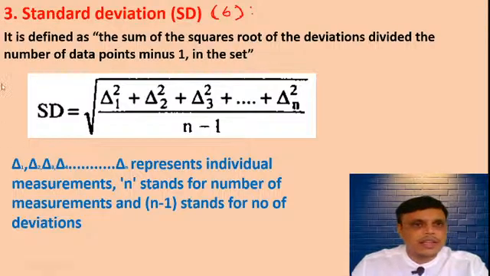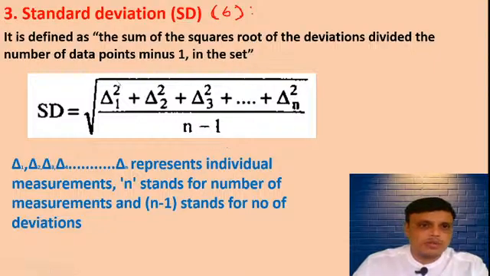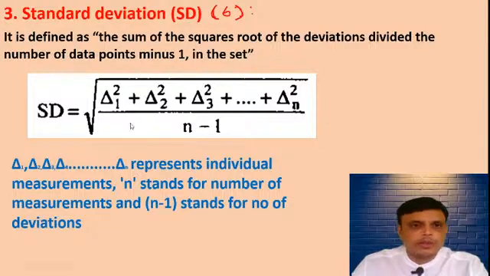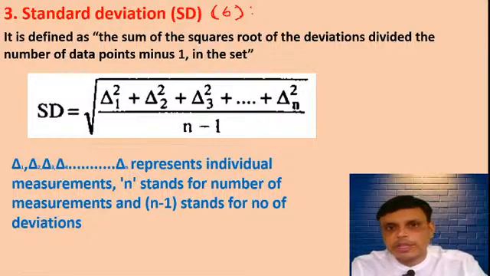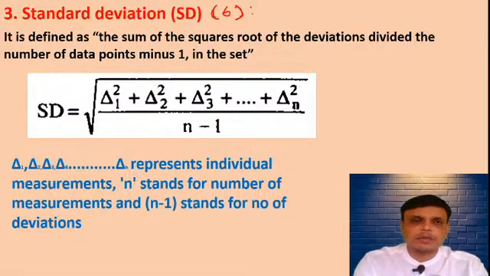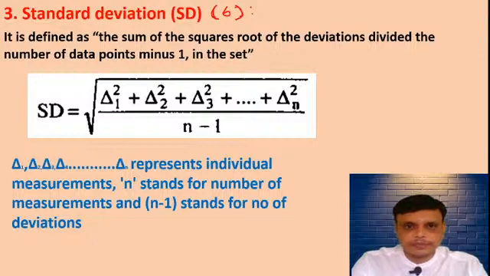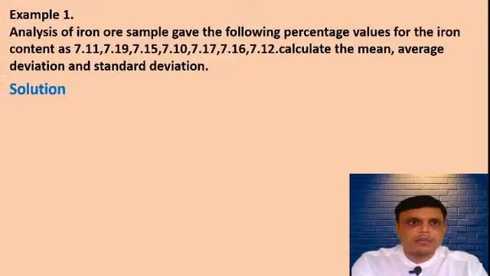The definition is the sum of the squares of the deviations divided by the number of data points minus 1 in that data set. So this is the formula. Write down this formula if you have a pen and notebook, and you will require it while solving the problems also. All the formulas you have to write. Okay, very good. Then the next, last method.